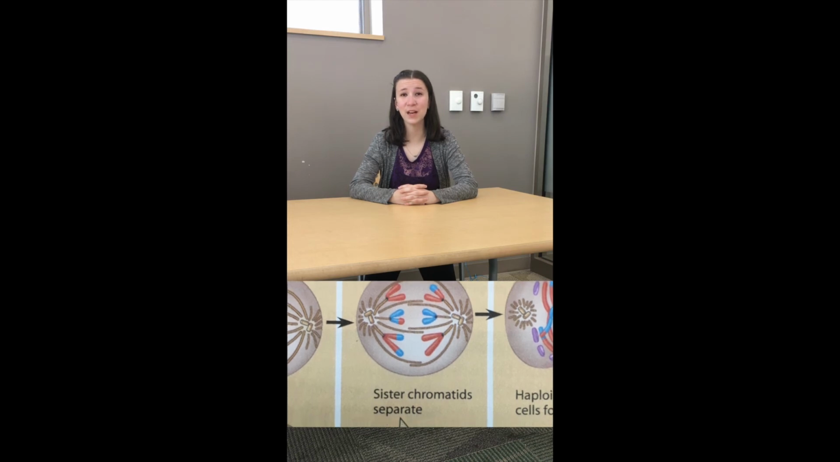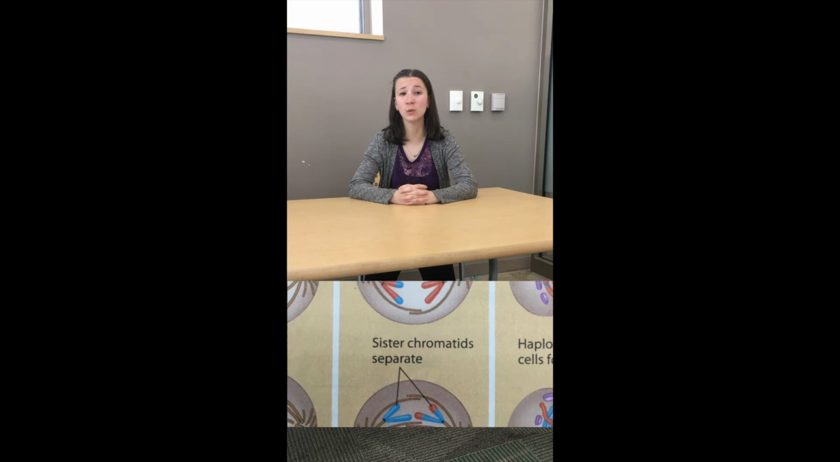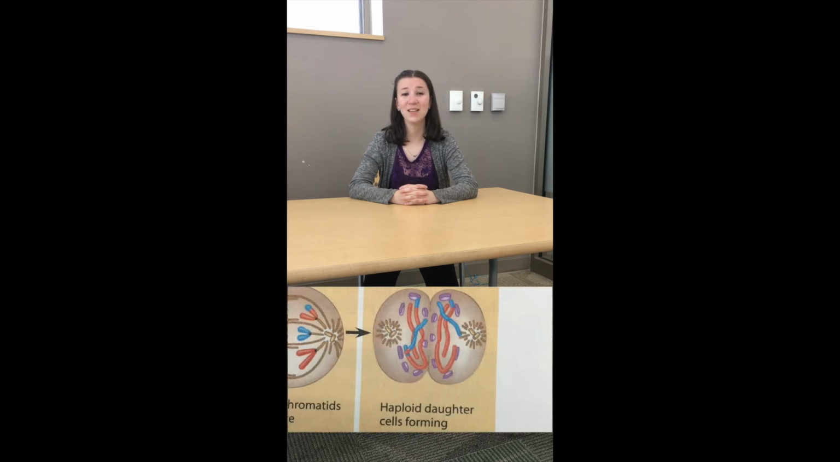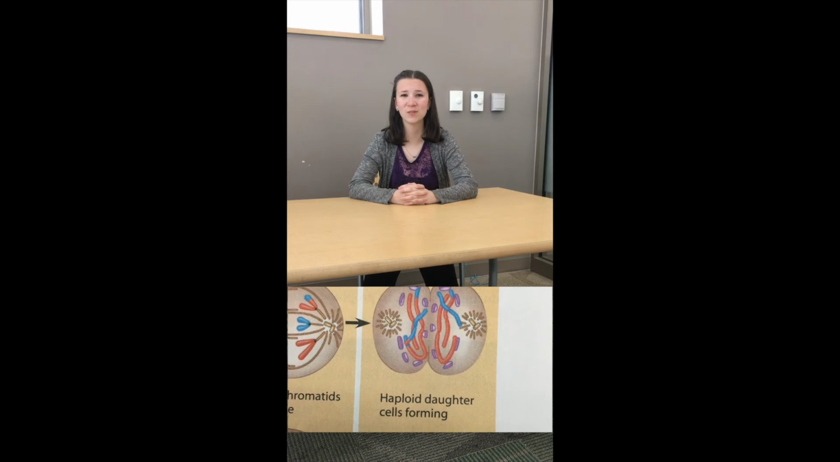Anaphase II. In anaphase II, the centromeres of the sister chromatids separate, and this makes individual daughter chromosomes that move towards opposite poles. Telophase II. In telophase II, nuclei form at the cell poles.